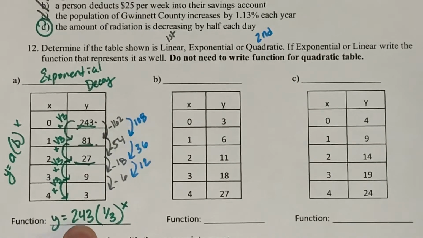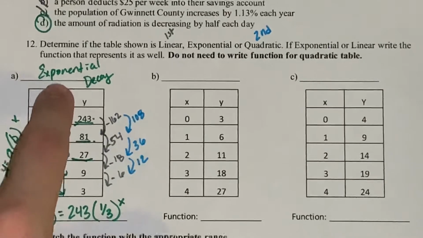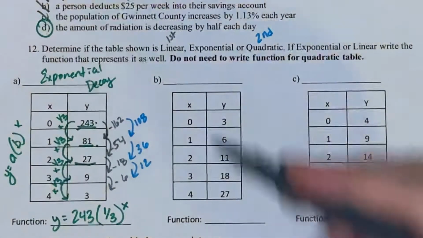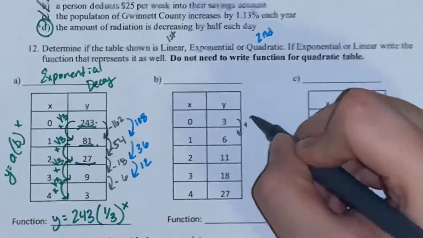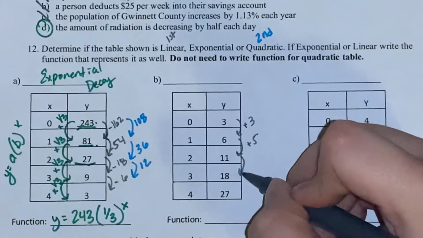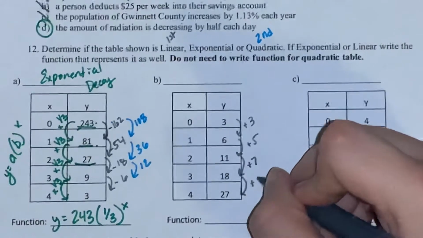Remember that this term is the first term. This term is what it's being multiplied by each time. And then x and y will just always be in that position. Part B, again starting from scratch, you're looking for the first difference, then the second difference, and then the common ratio. So here it is adding 3, here it is adding 5, here it is adding 7, and here it is adding 9.